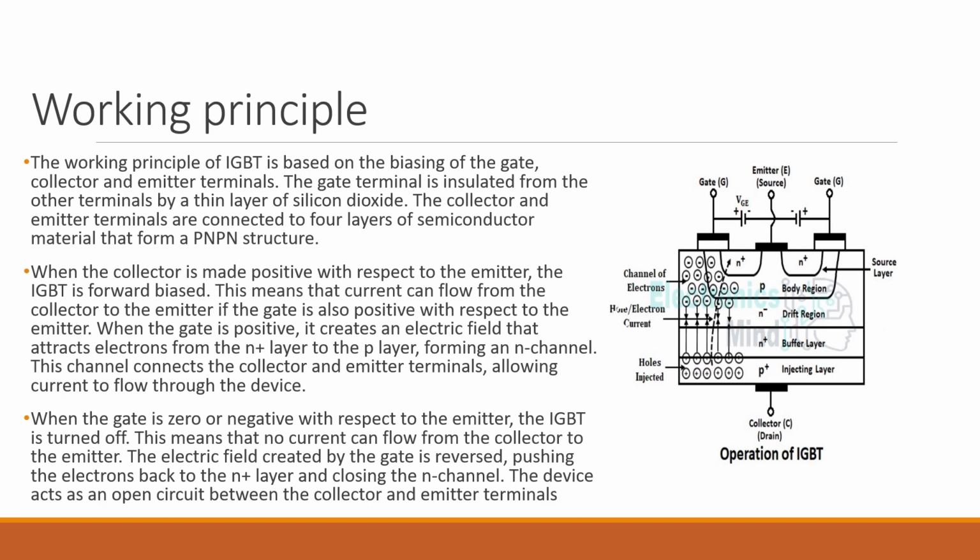When the gate is 0 or negative with respect to the emitter, the IGBT is turned off. This means that no current can flow from the collector to the emitter. The electric field created by the gate is reversed, pushing the electrons back to the N+ layer and closing the N channel. The device acts as an open circuit between the collector and emitter terminals.